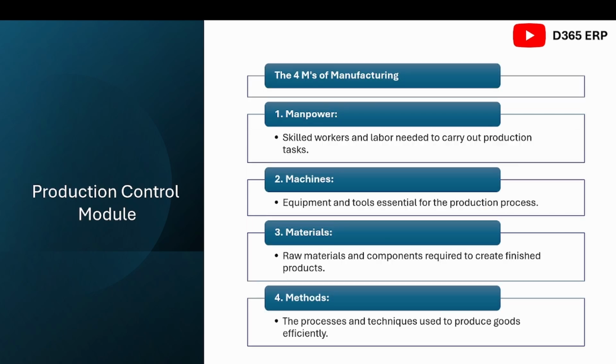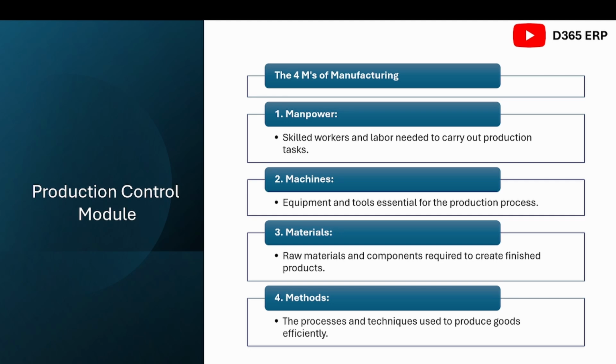So next we move to the 4 M's, or 4 key factors of production. First is manpower, second is machine, third material, and fourth methods. Manpower represents the human effort in the production process. It includes the skills of the labor, training, and experience of the people involved, such as operators, engineers, or supervisors.